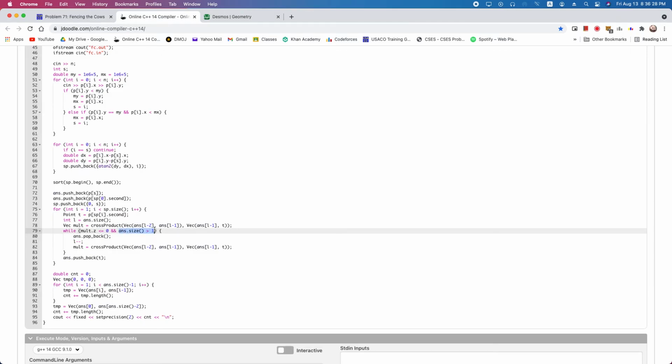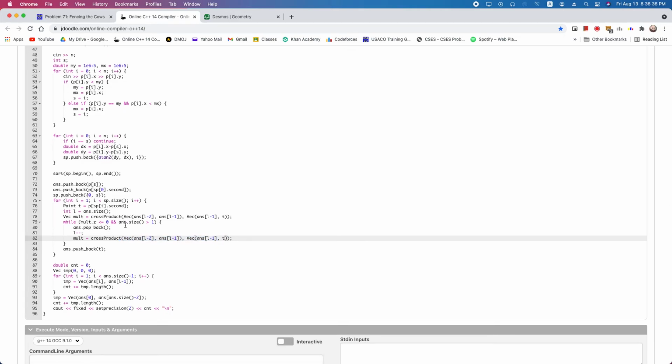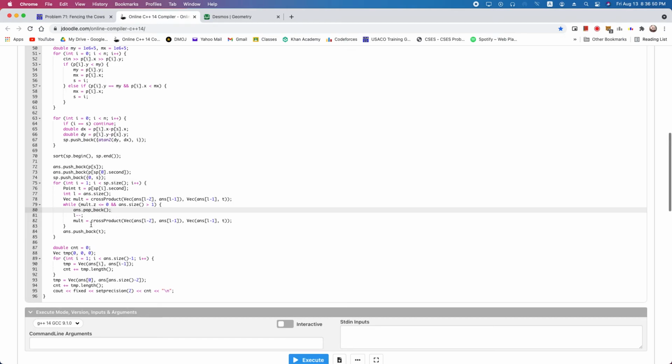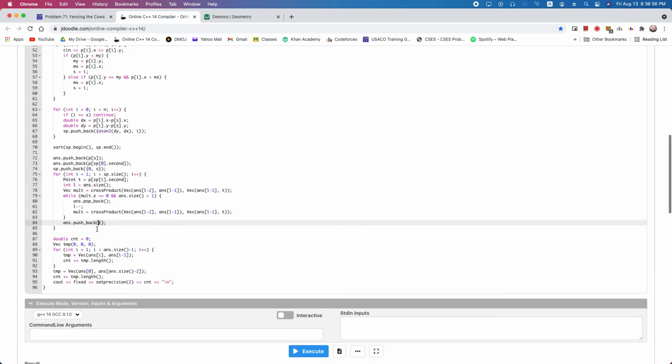And we also have to make sure that our current answer size is bigger than 1, because we have to do the cross product again for the next one. And if it's that case, then we'll pop back the previous point, and here we'll just do this again. Just keep on doing this until there are no more clockwise orientations, and then finally we can push this current point back into our answer vector.